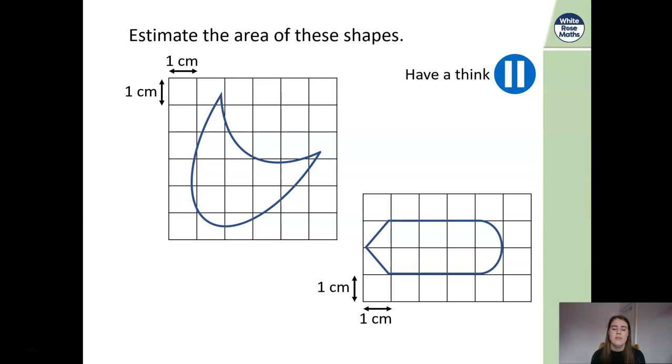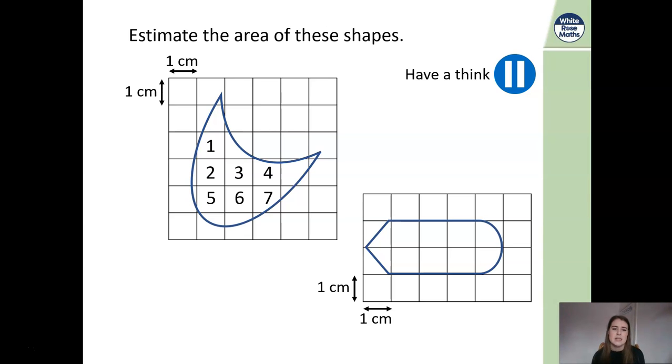Pause the video and have a go at estimating the areas of the 2 shapes on the screen in front of you. Okay, so the left one is probably the trickiest one to be able to go and work out, but let's stick to the same process we've been using before. Let's count all the whole or nearly whole squares that we can see. So these are going to be our almost full squares. So in total, we have 7 squares that are either full or almost completely full.